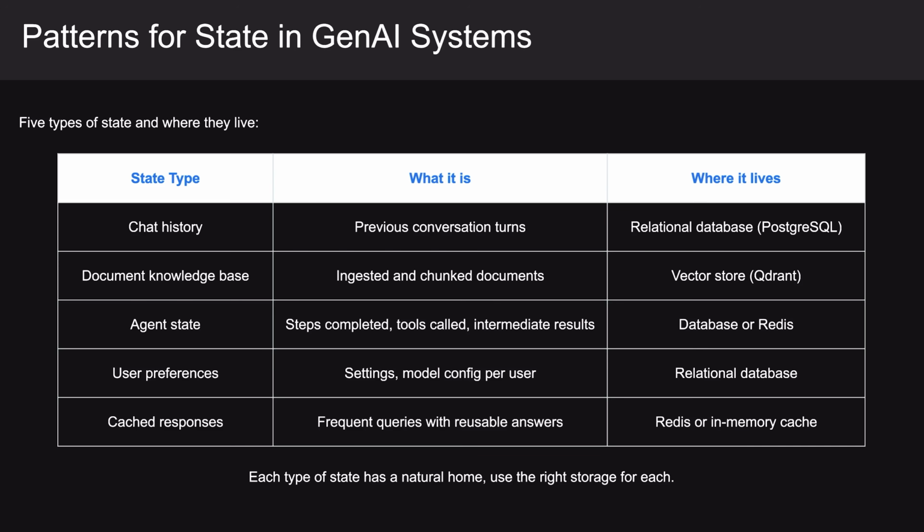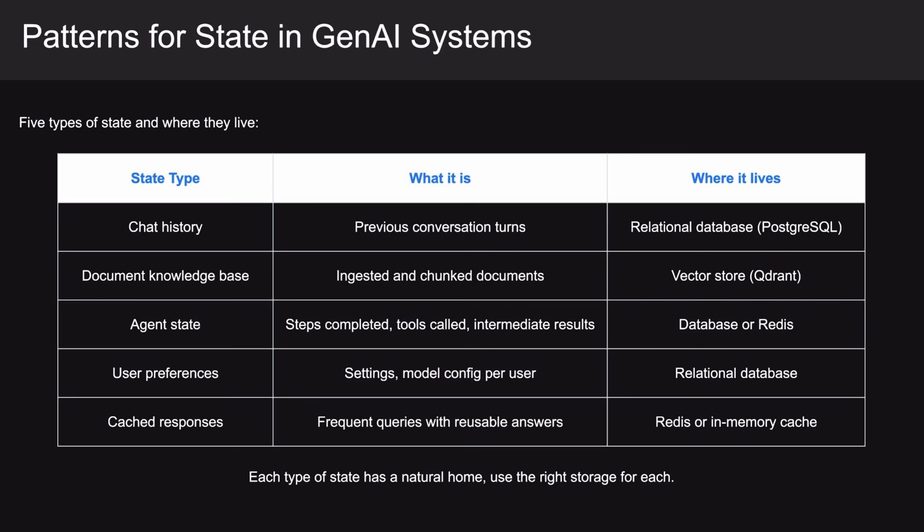5 types of state, what each one is and where it lives. Chat history is structured, ordered, and queried by user and session. That's relational data. PostgreSQL is the right home. Document knowledge base is ingested and chunked documents that need similarity search. That goes in a vector store like Qdrant.